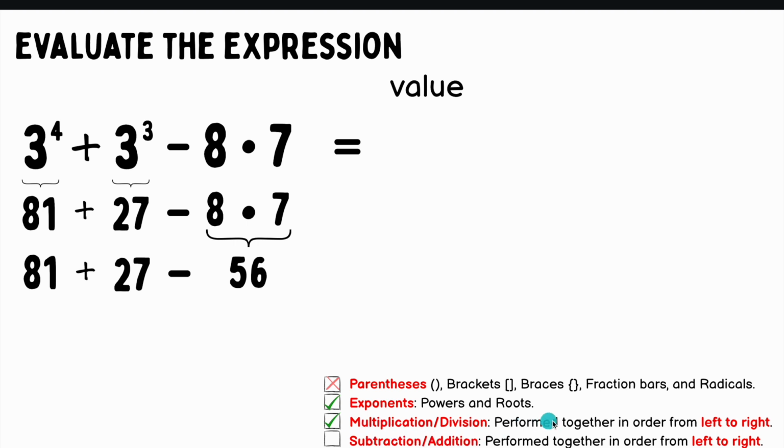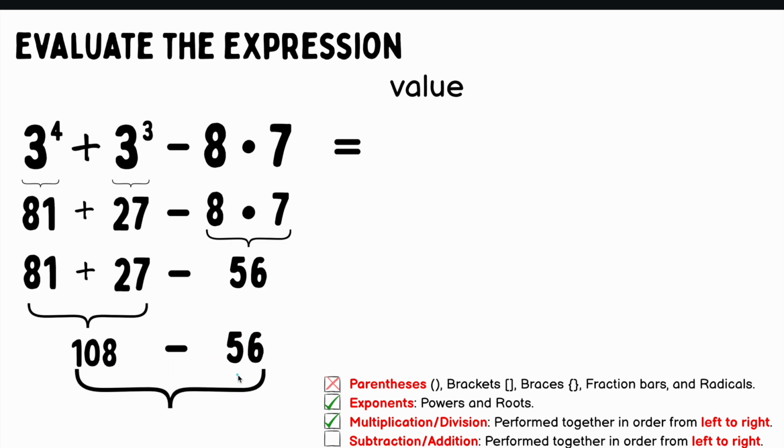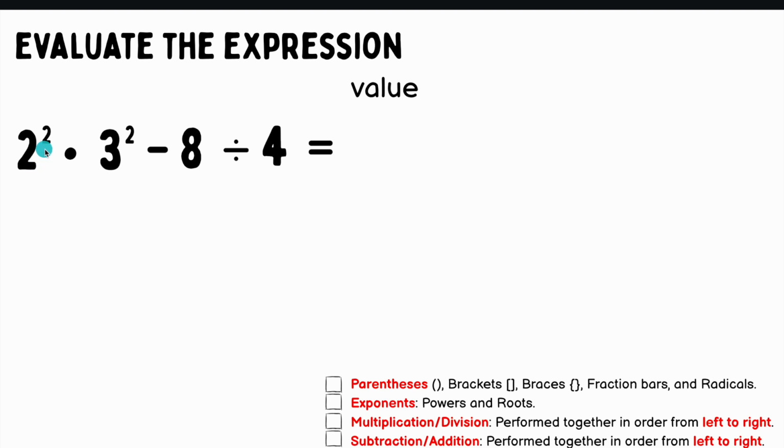Now subtraction or addition performed from left to right. We see addition and subtraction, so we have to go from left to right. 81 plus 27 first. 81 plus 27 equals 108. Let's bring everything down. Finally, 108 minus 56 equals 52. We are finished with subtraction or addition from left to right. The value of 3 to the fourth power plus 3 to the third power, or 3 cubed, minus 8 times 7 is 52.